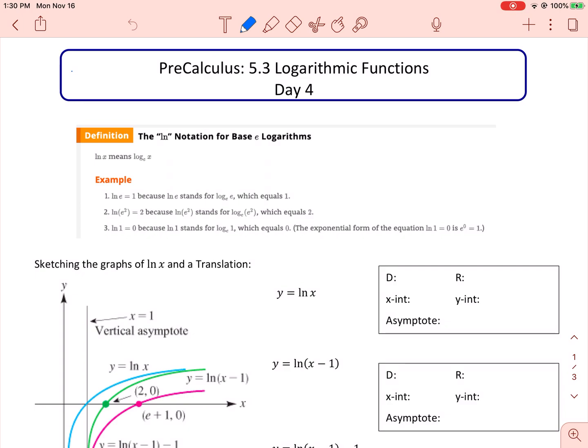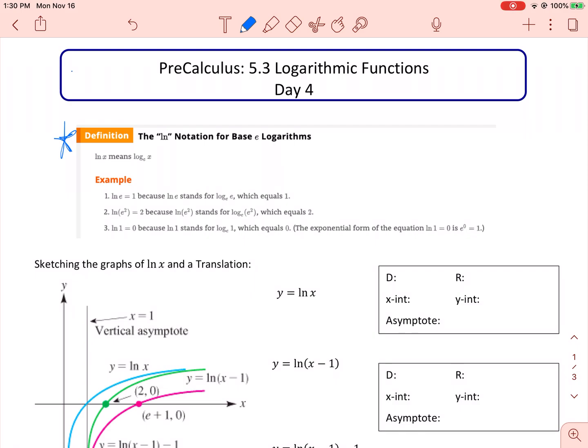So this box right here is from our notes that we just did on day 3. Again, it's important to realize that ln just means log base e. So if you see it, don't get nervous. It's the same thing. It's just log base e. People write it as ln.